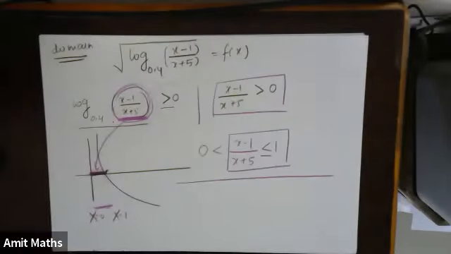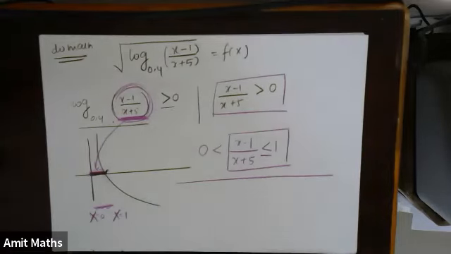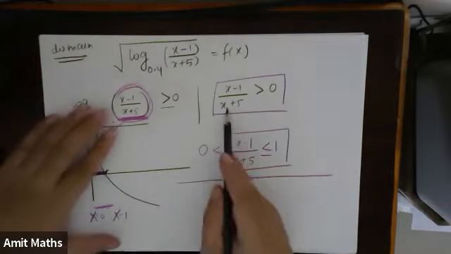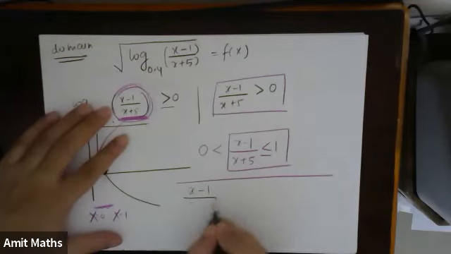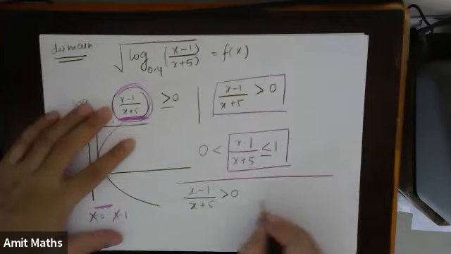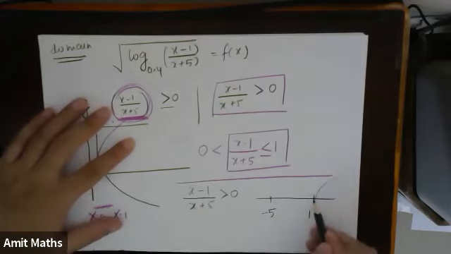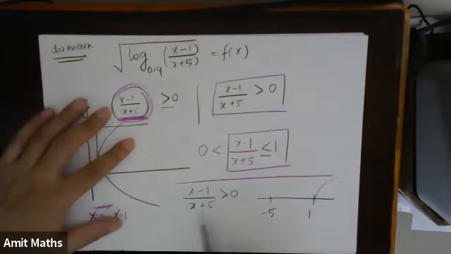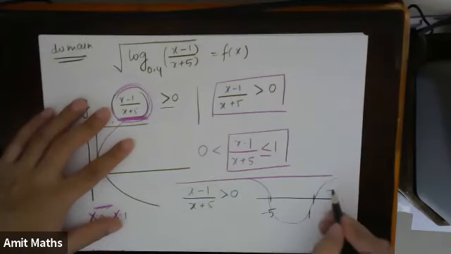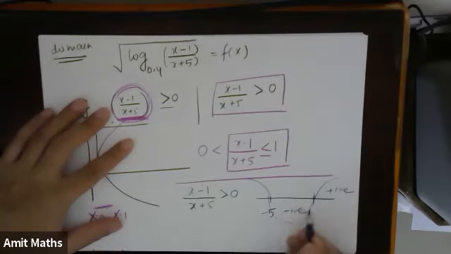First, I will solve the first part, that is x minus 1 upon x plus 5 should be greater than 0. What are the critical points? The critical points are minus 5 and 1. At x tending to infinity, this is positive, and both the powers are odd, so this will be the Fevicur. So this is positive, this is negative, this is positive.